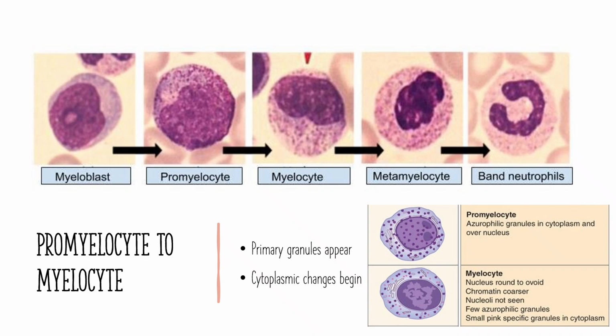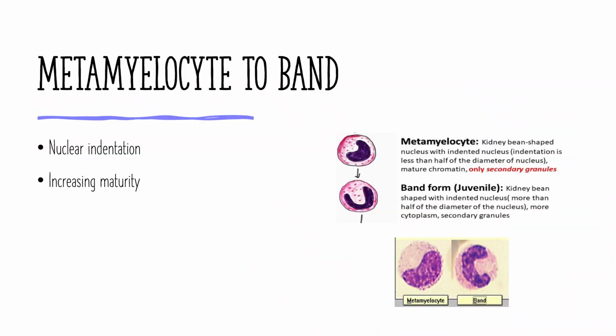If stain balance is off, students and even experienced reviewers may struggle to distinguish stages. Conceptually, this phase represents the shift from proliferation towards specialization. The cell is no longer just multiplying. It is preparing for a defined immune role. So when you compare promyelocytes and myelocytes, focus on granules and chromatin. Those two features tell the entire story of maturation progression.